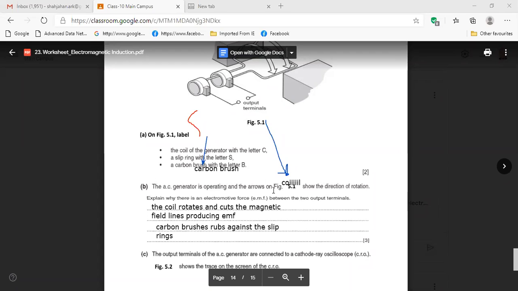In other places where the electromotive force produced is not mentioned in the question, if you are writing this, producing EMF, for only this writing you are getting 3 marks. Physics is very complicated, but in one way it is good. See, the coil rotates and cuts the magnetic field lines producing EMF. With this you get 3 marks. So here you are getting 3 marks.